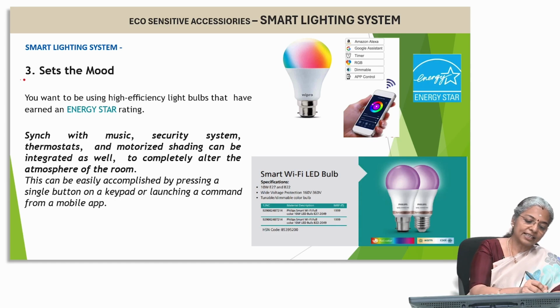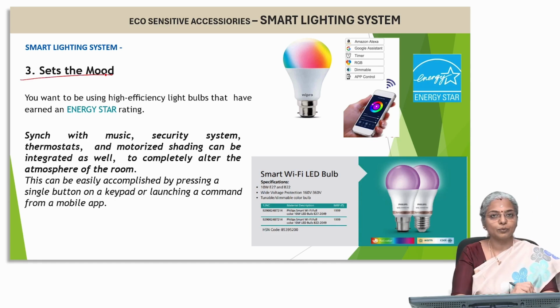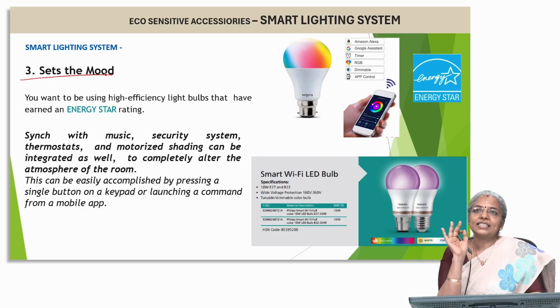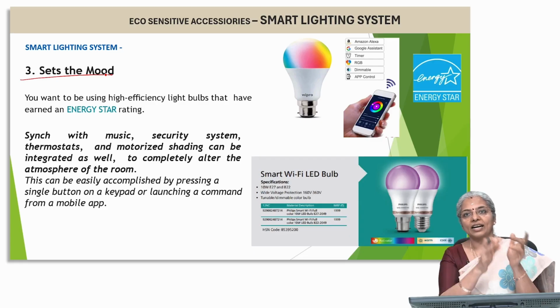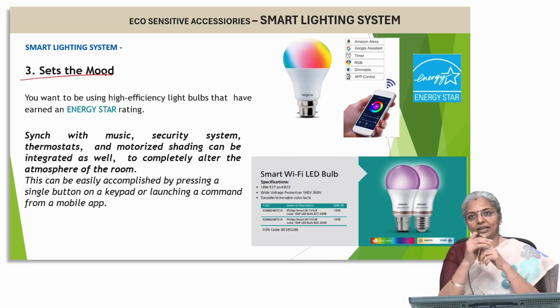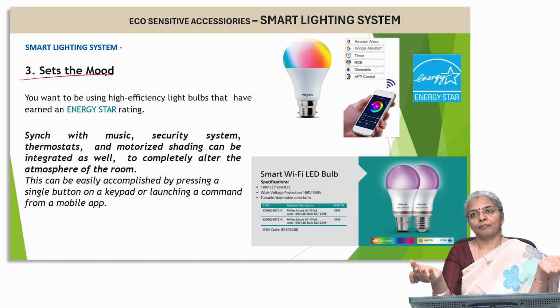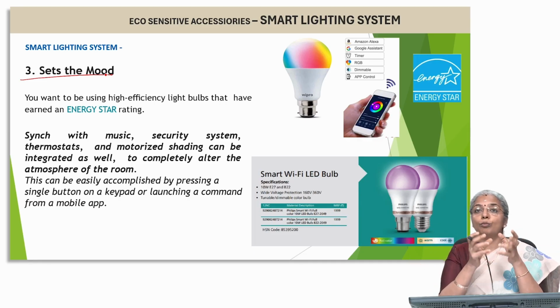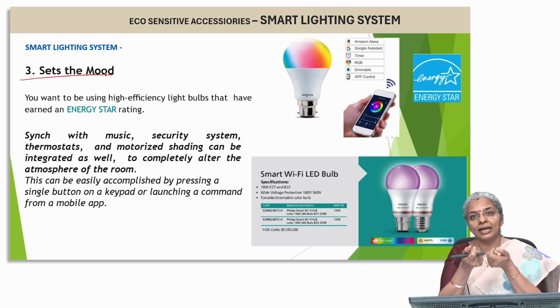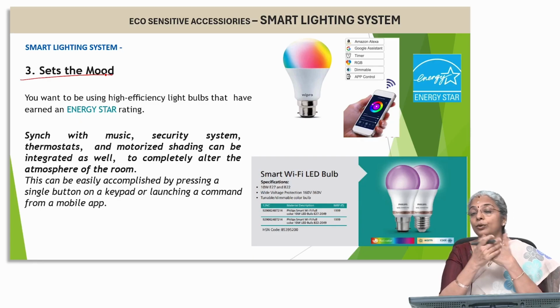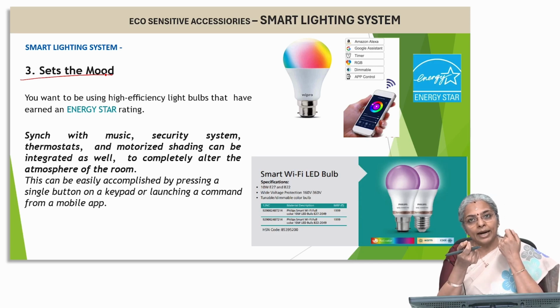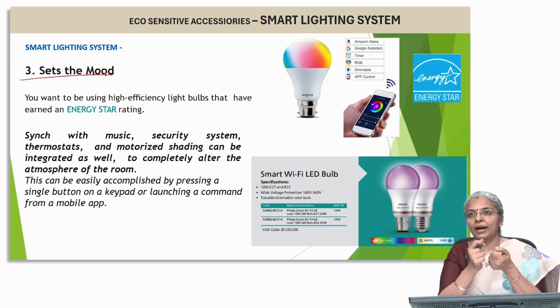Then the third thing that a smart lighting system does, which I had already hinted at, is setting the mood. The biggest trends in home lighting are color and tunable white light. Smart LED bulbs are available that can glow in a rainbow of hues. This is all controlled through mobile apps, right at the hand of the user or the occupant. You can also control it through keypads or even over voice commands.